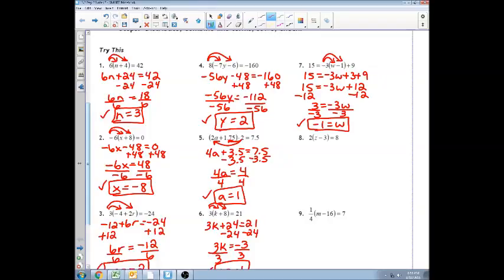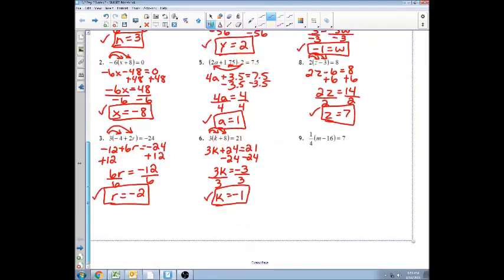Number 8, I have 2 times the quantity z minus 3. Well, z and 3 are not like terms, so I need to distribute. It would be 2z minus 6 equals 8. Add my 6. 2z equals 14. Divide by 2, divide by 2. z would equal 7. If I put 7 in for z, it would be 7 minus 3 is 4. 2 times 4 is 8. So my answer is in fact good.